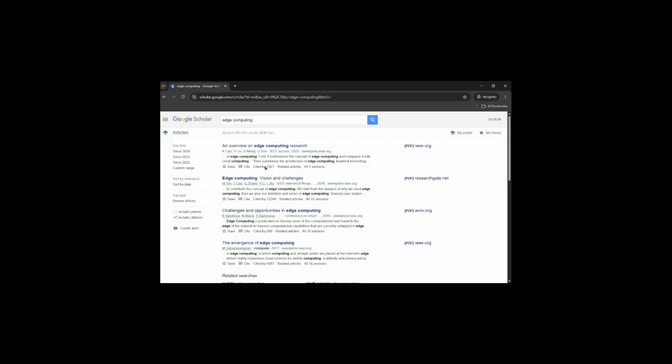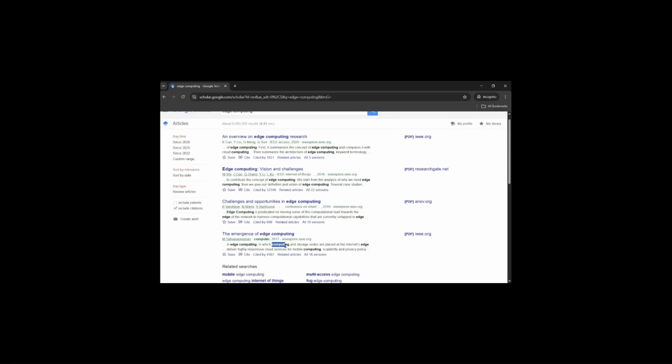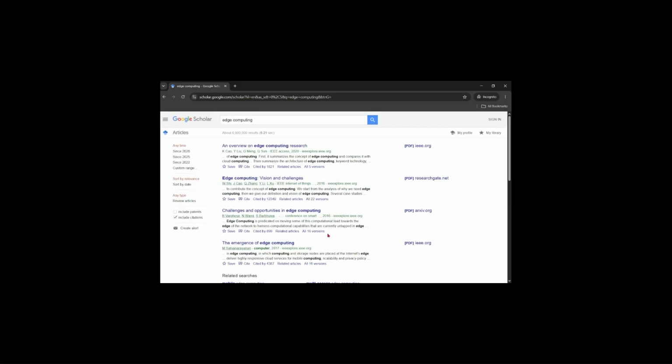We begin by searching for edge computing without quotation marks. This provides a broad range of academic results related to edge computing. However, because the two words are not placed inside quotation marks, Google Scholar can treat edge and computing as separate search terms. This means that some results may not be specifically focused on edge computing as a technology.